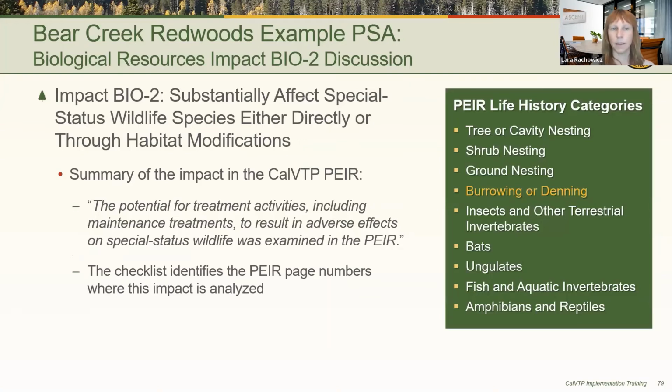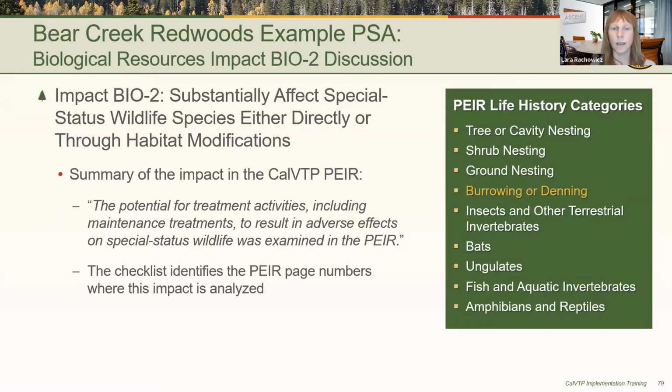The next step in our recipe is to summarize the impact on special status wildlife in the PEIR. Here, the PSA states that the potential for treatment activities, including maintenance treatments, to result in adverse effects on special status wildlife was examined in the PEIR. The PEIR organized special status wildlife by grouping them into life history categories that respond similarly to the range of treatment activities. And the life history categories are listed here on the slide in the green box.